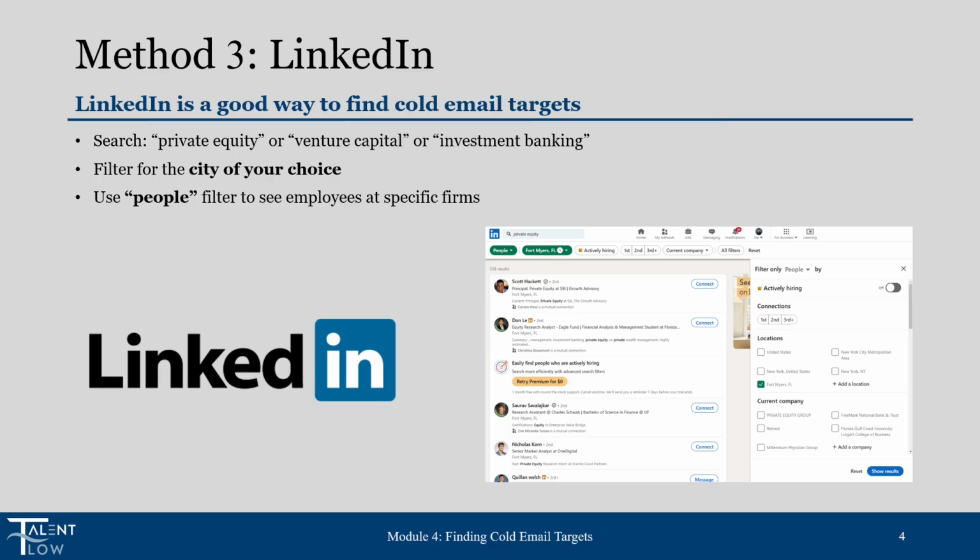For our third method of finding cold email contacts, we're going to search LinkedIn. In LinkedIn, we are going to search for private equity or venture capital or investment banking. And you can also search for M&A advisory or M&A. We will then filter for the city of our choice and use the people filter to see employees and the specific firms that they work at.